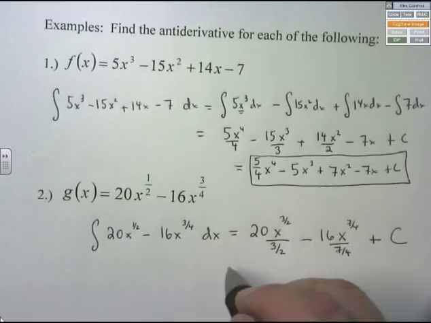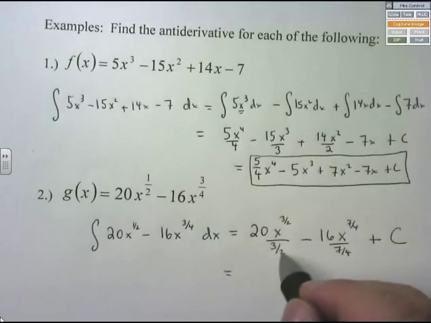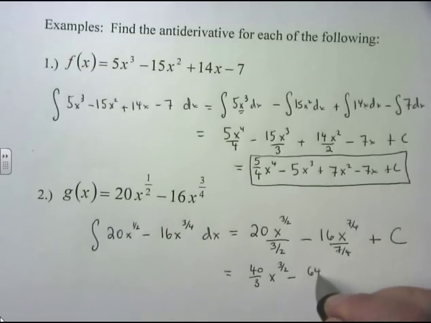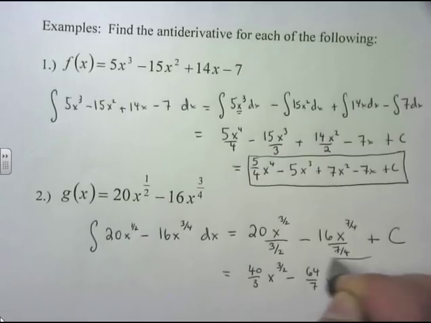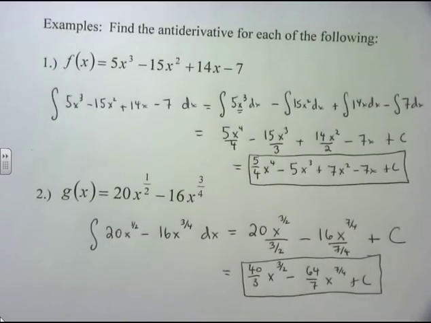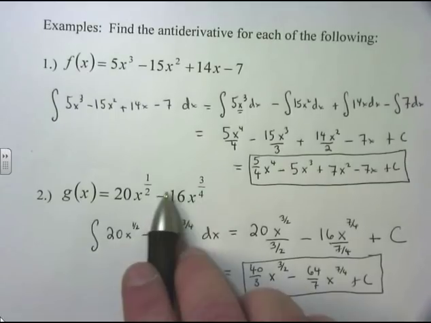You can clean this guy up by inverting and multiplying. So when you divide by a fraction, invert, multiply, that'll be 40/3 x to the 3 halves. Minus, when I invert and multiply this guy, I'm going to get 4 times 16, which is 64. So this would be minus 64 over 7, x to the 7/4 plus c. And there's my solution. The more problems you do, the more comfortable you get with this stuff. If I take the derivative of this guy, I'll get that answer back again.